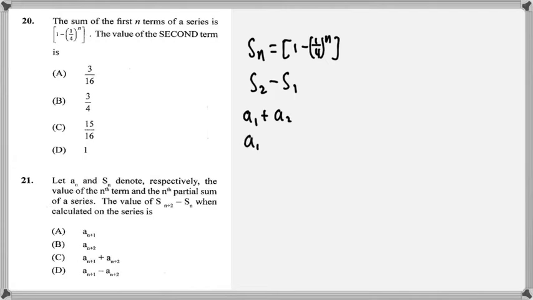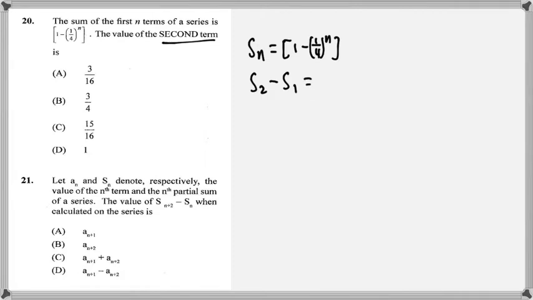So this is S2 and this is S1. If you take S1 away from S2, the A1 terms cancel off and leave you with A2, which is the second term of the series. And that's basically the principle behind this. I hope you all understood that. So let's get into the actual calculation of which one of these is the solution.